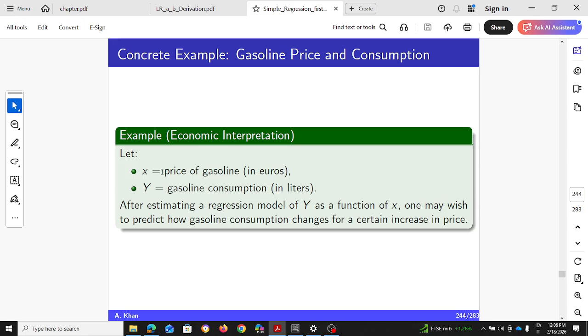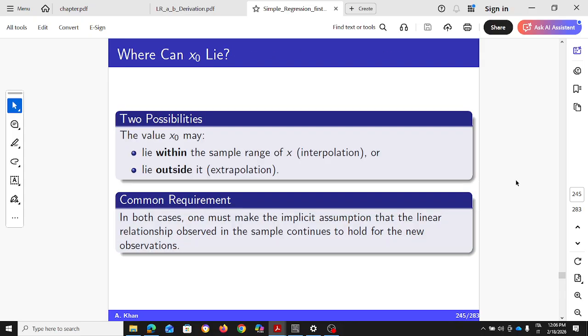As an example, our x value is the price of gasoline, in euro, and we want to predict its consumption in liters. At some point we want a new value which is not present in our data set, and we want its prediction. For example, if the price is changed by 5 euro, what's the estimate of the consumption then? Okay, so we have two possibilities for this.